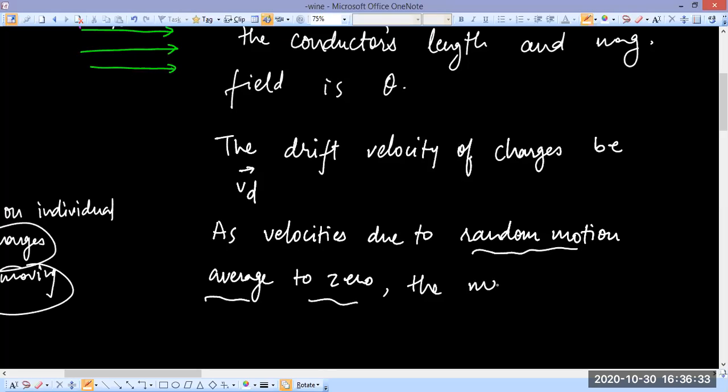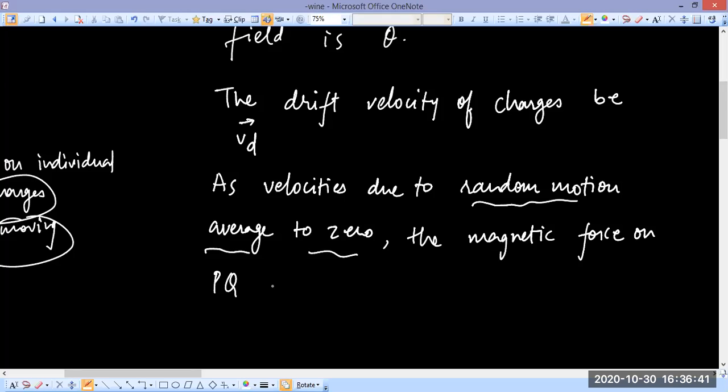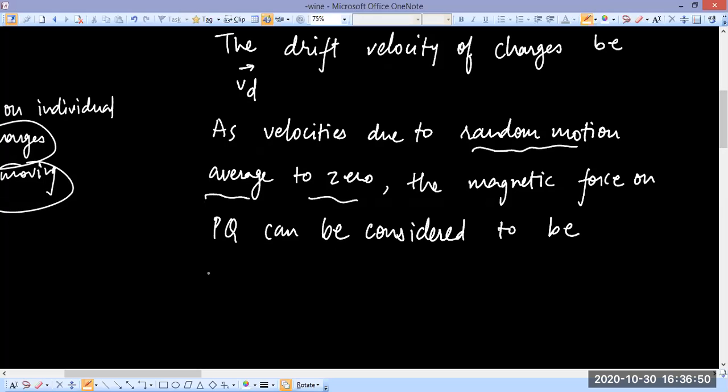the magnetic force on PQ can be considered to be Fm is equal to addition, that is sigma, of एक charge carrier નો charge Q. Is this okay?